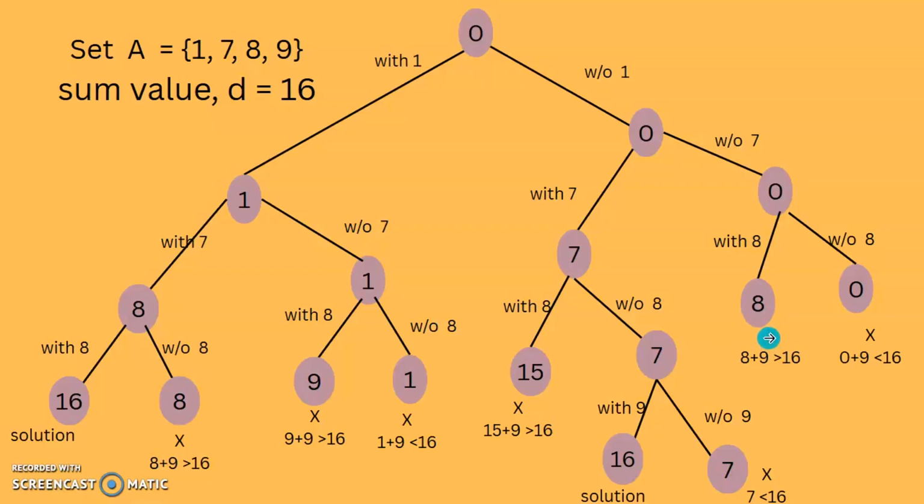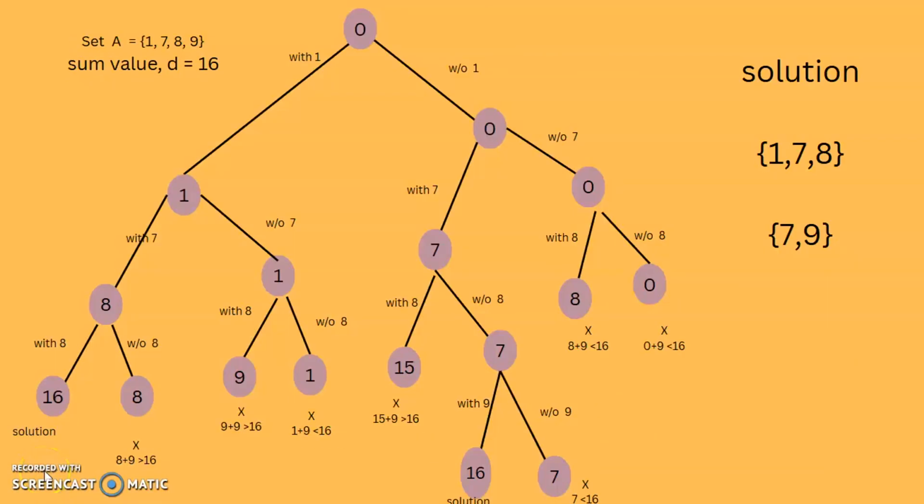This path is a dead node because the next element to be considered is the fourth element, 9. If you add this with 9, 8 plus 9, you will get a value greater than 16. The other option is without the fourth element. Without the fourth element, you will be getting the same sum value in the next stage also, which will be lesser than 16. So this path leads to a dead node. In the right subtree, without 8 means the same sum value will be carried out here, that is 0. So the next element is 9. If you add the 9 with this 0, you will get a value lesser than 16. Without 9, you will be getting the same sum value in the next stage also, which is lesser than 16. So this also leads to a dead node.